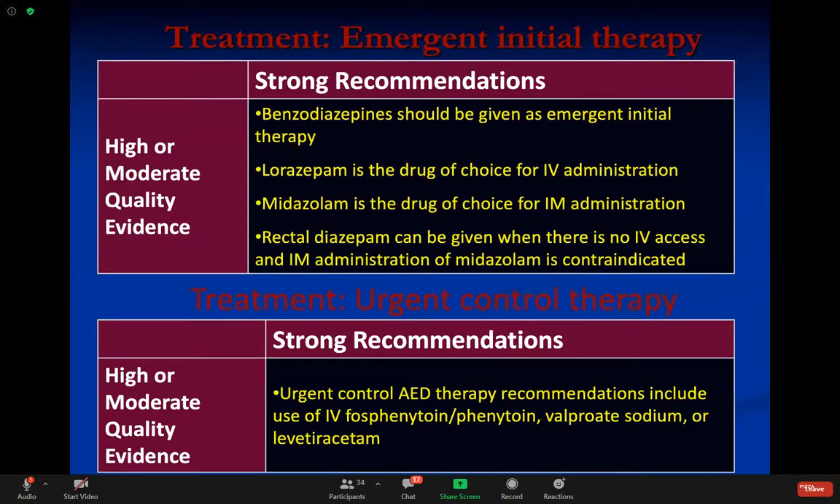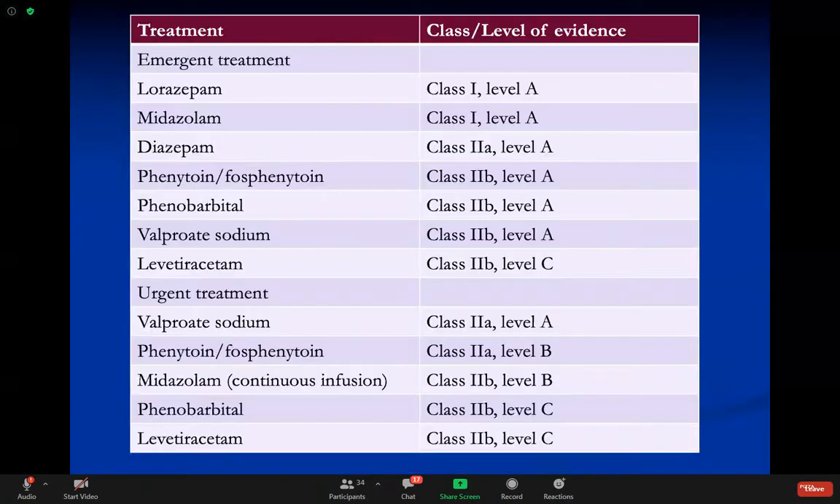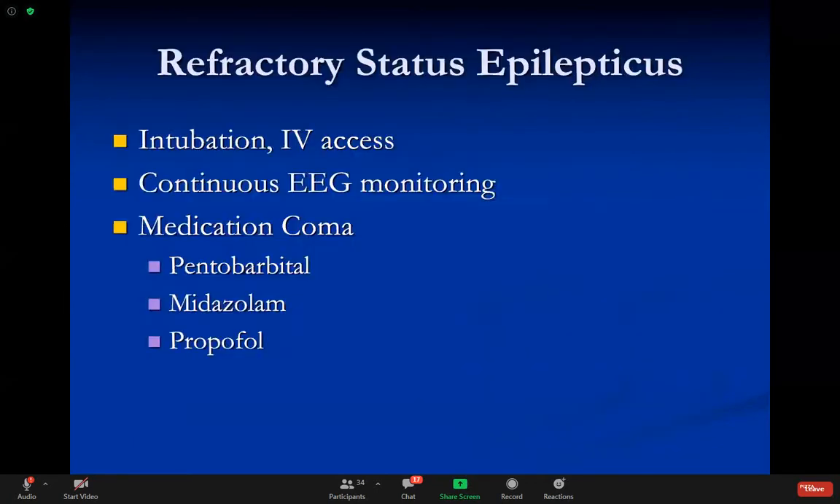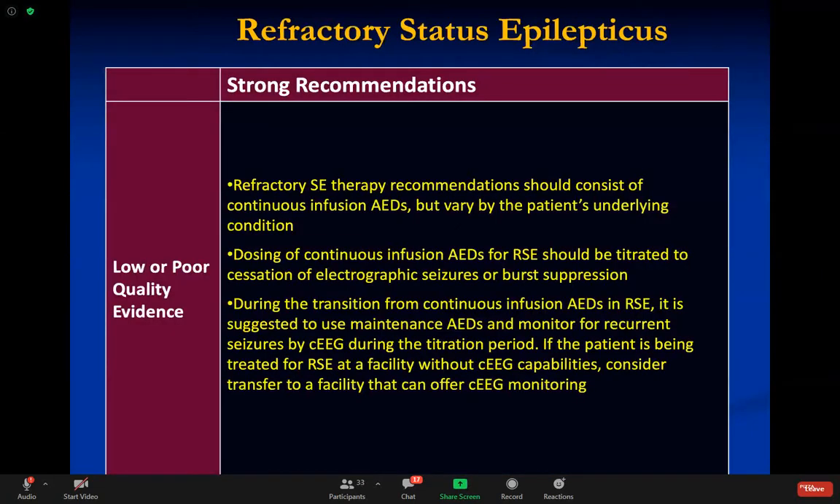Okay, so these are just some recommendations on when to use each drug. I think we covered most of these, but it's a good summary table. This is the evidence available for treatment with these drugs in status epilepticus. Okay, so talking about refractory status epilepticus, it's just patients who are not responding to the medication, okay?